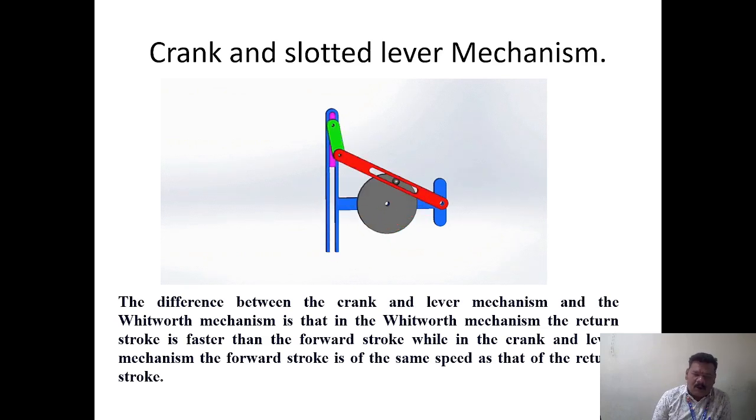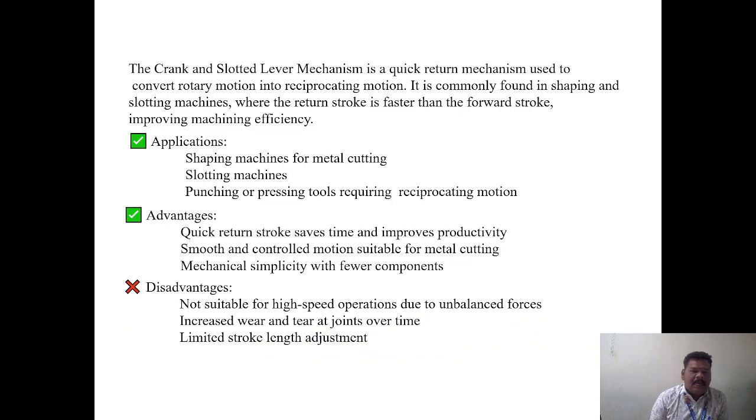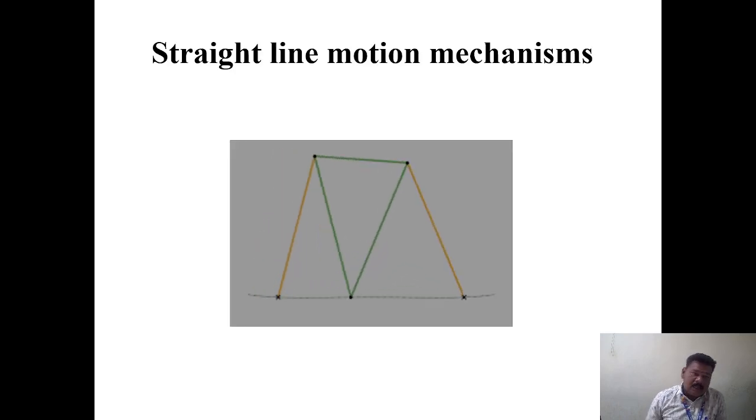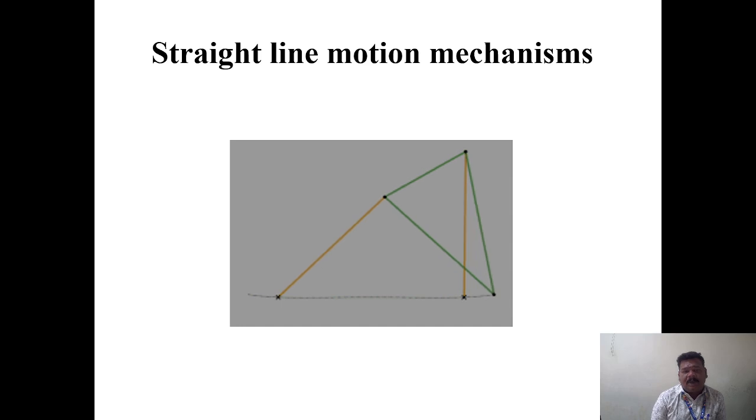The input and output speeds, the cutting and return stroke speeds, both have the same speed. The crank and lever mechanism is a quick return mechanism used to convert rotary motion into reciprocating motion, commonly found in shaping and slotting, where the return stroke is faster than the forward stroke, to improve machine efficiency. And the next one is straight line motion mechanism.